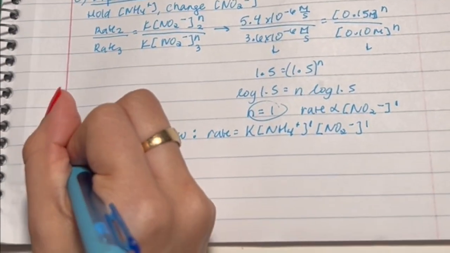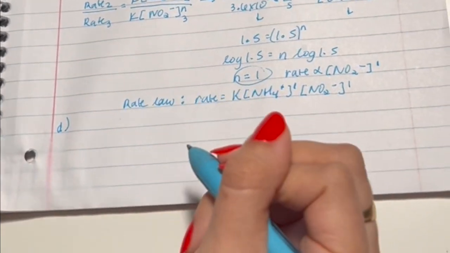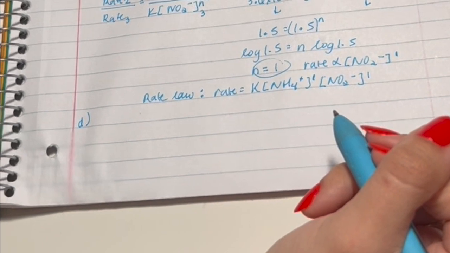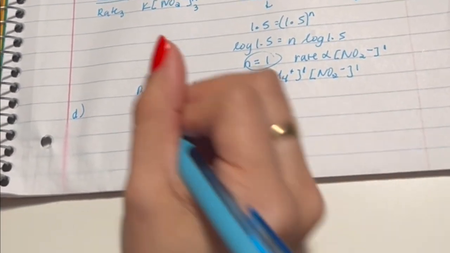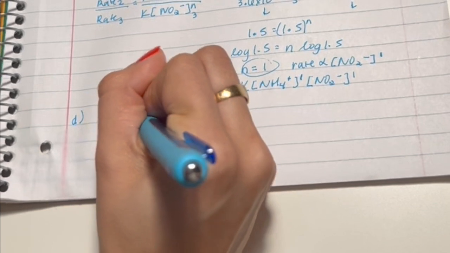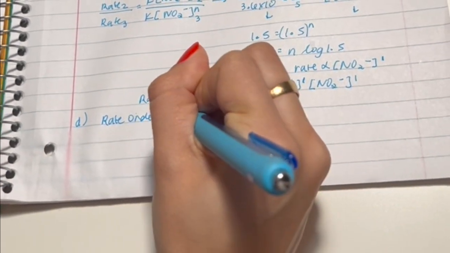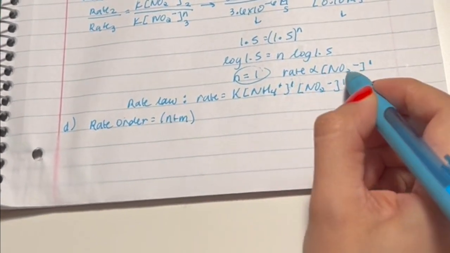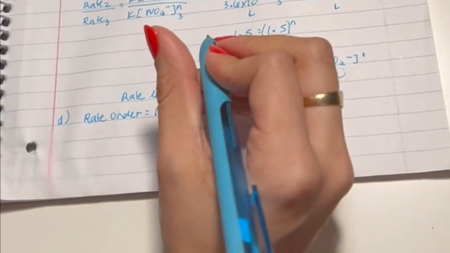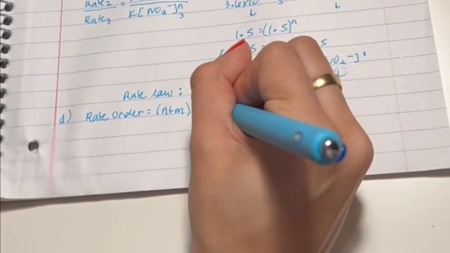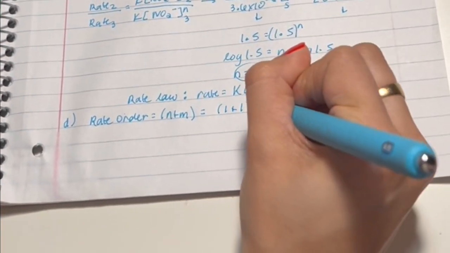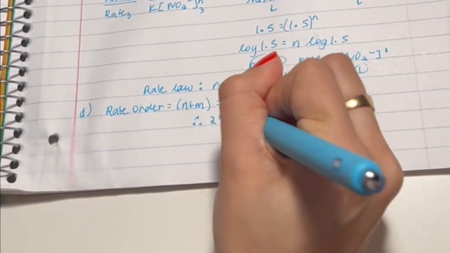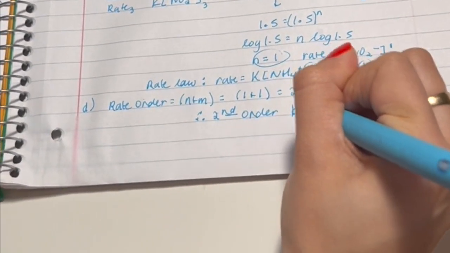Now part D is asking us what order kinetics this reaction would follow. To find that, the overall reaction order is equal to n plus m, with m being the other exponent. So for us, we have 1 plus 1, and that equals 2. That tells us that we have second order kinetics happening in this reaction.